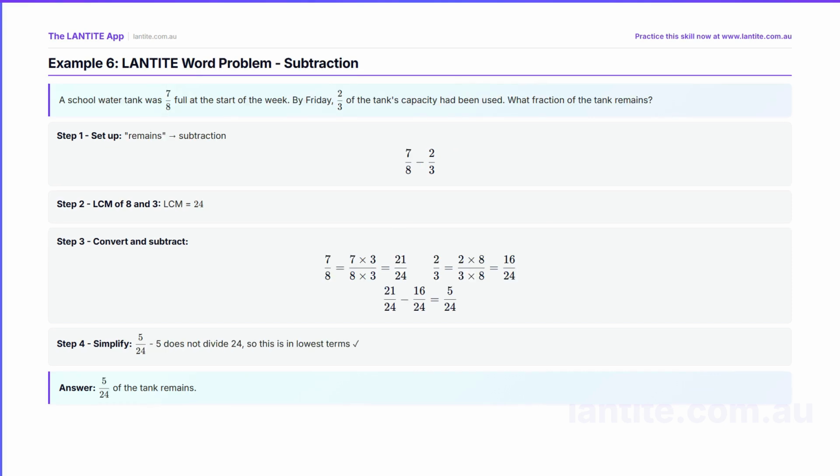Here is a subtraction word problem. A school water tank was 7/8 full on Monday. By Friday, 2/3 of its capacity had been used. What fraction remains? The word remains tells us to subtract 7/8 minus 2/3. The LCM of 8 and 3 is 24. 7/8 becomes 21/24. 2/3 becomes 16/24. 21 minus 16 is 5. The answer is 5/24, which is already in lowest terms.